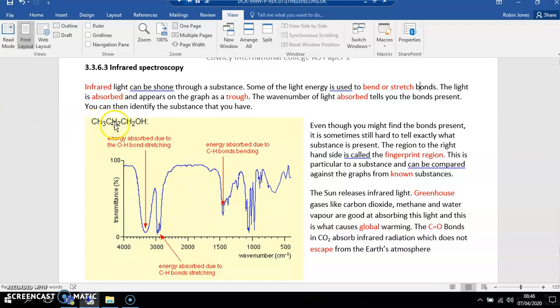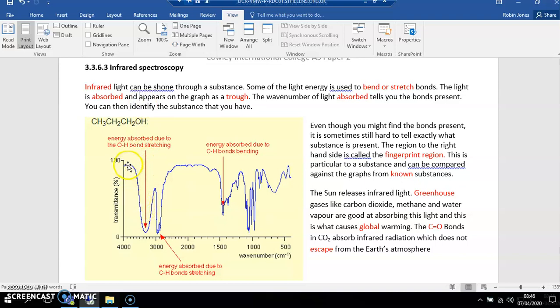Say, for example, the substance was CH3CH2CH2OH. If we look at the different kinds of bonds in there, I've got carbon to hydrogen bonds, carbon to carbon bonds, carbon to oxygen bonds, and oxygen to hydrogen bonds. So I've got different kinds of bonds in this substance. Depending on what the substance is, the infrared light is used to bend or stretch some of these bonds, and how much bending or stretching they do depends on the light that's absorbed.